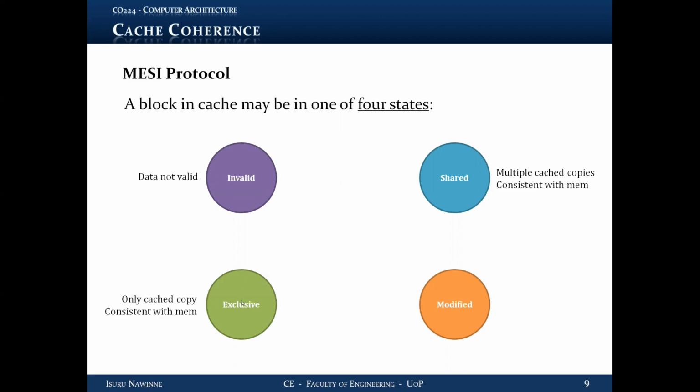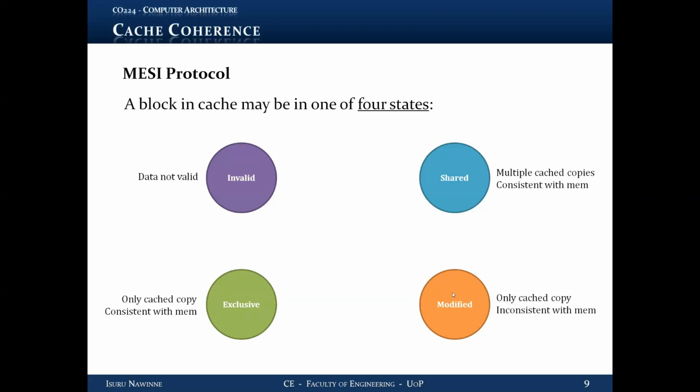Exclusive, on the other hand, means it is the only cached copy, consistent with the memory. So if in a particular cache there is a block marked exclusive, that means other caches do not have this copy at this point in time. Only this cache has a cached copy. Memory has the same value. The value in the cache block here is the same as the memory. If that is the case, the state is called exclusive.